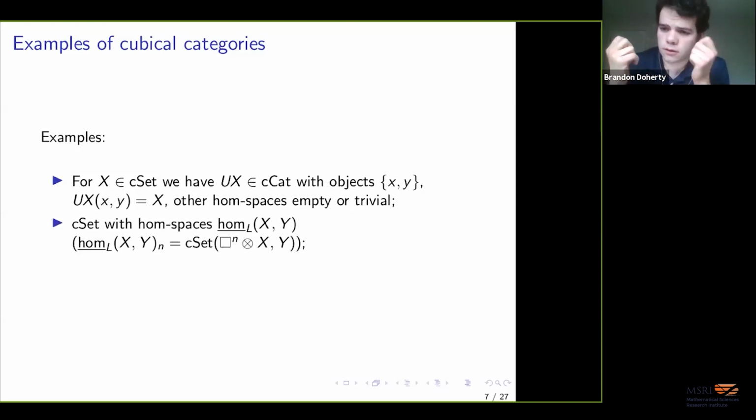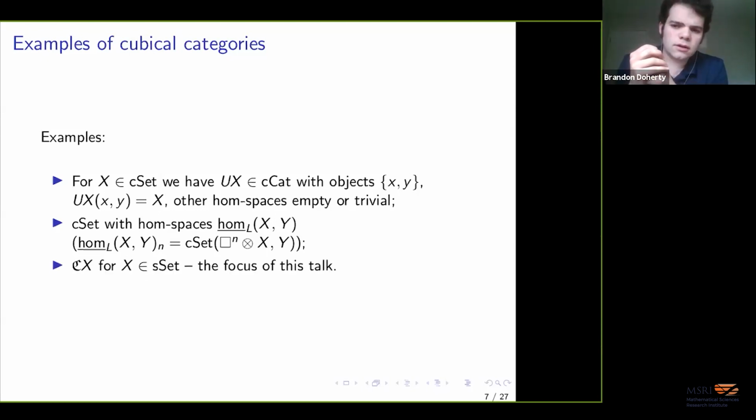We can view the category of cubical sets itself as a cubical category, using, in this case, the left mapping space from X to Y as the cubical mapping space. Just a reminder of something I briefly mentioned in my previous talk. This left mapping space is defined so that its n cubes are given by maps from box n tensor X to Y. Now, it is important that this is the left mapping space because of the choice of the order of composition. If we were instead composing left to right, then we would use the right mapping space here.